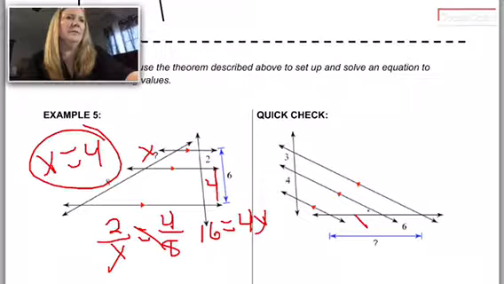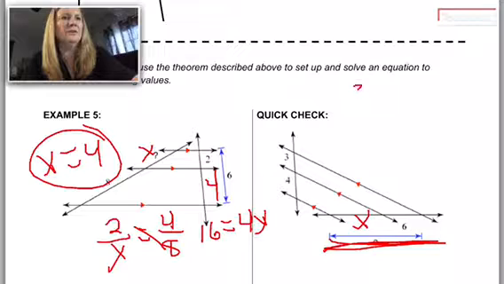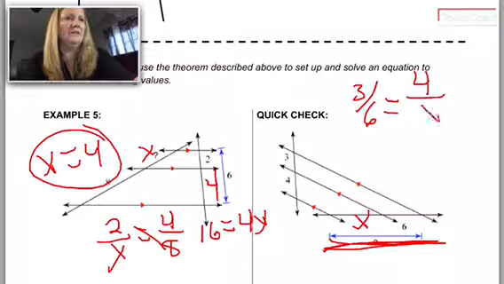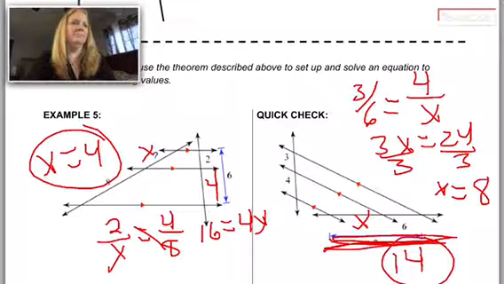Over here. Okay, I'm going to put x here, but they're asking for the entire length, okay? They're trying to ask for the whole thing. So we solve for x, so 3 over 6 is equal to 4 over x. We get 3x is equal to 24. X is equal to 8. But then the entire segment would be 8 plus 6, which is 14. Okay. So be careful and make sure that you see exactly what they're asking for.